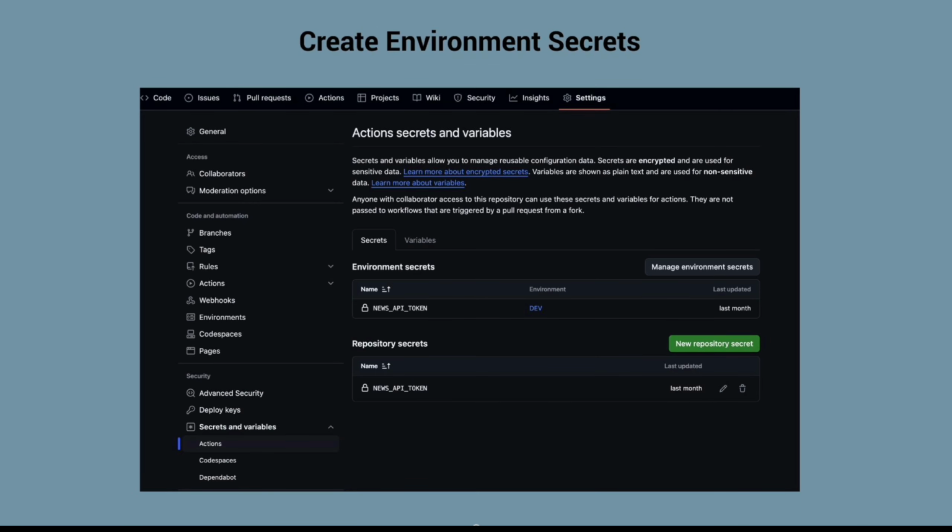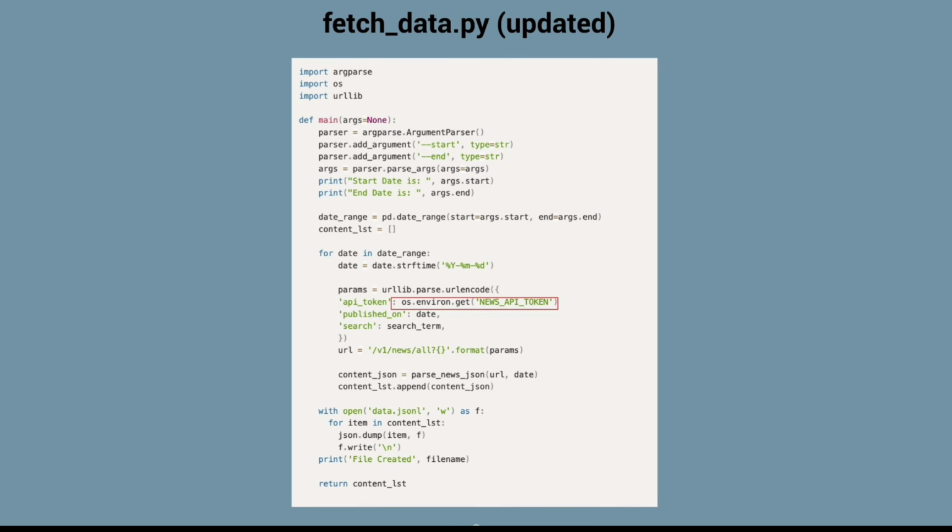Navigate to the Secrets and Variables section, then go to Actions. Click on New Repository Secret and add your secret name and value. Once you've set up the GitHub environment secrets, you'll need to add the secret to the workflow environment. For example, we added secrets.NEWS_API_TOKEN to the step labeled run data pipeline, and updated the Python script fetch_data.py to access the secret using os.environ.get.